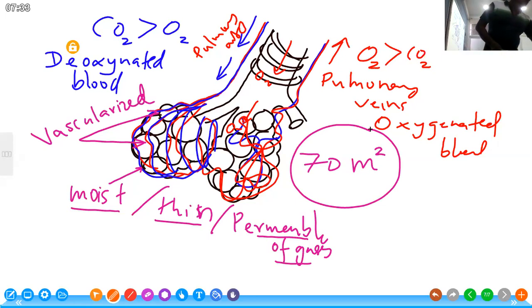Let's move to question two. What are the characteristics any respiratory surface should have? One of them: it should be moist. Another one: should be thin and permeable for gases.